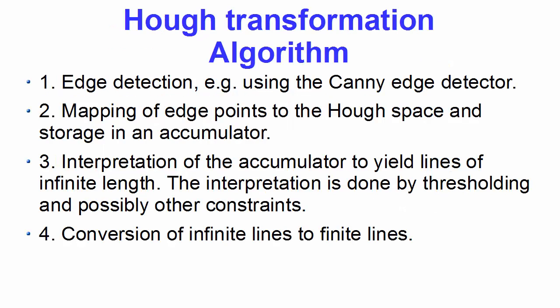The Hough transform algorithm involves these 4 important steps. In the first step, edge detection is done using the Canny edge detector or any edge detection method. In the second step, mapping of the edge points to the Hough space is done, and all these edge points are stored in an accumulator. In the third step, interpretation of the accumulator to yield lines of infinite length is done, and this interpretation can be done by thresholding or any other constraint. The fourth step involves the conversion of infinite lines to finite lines.